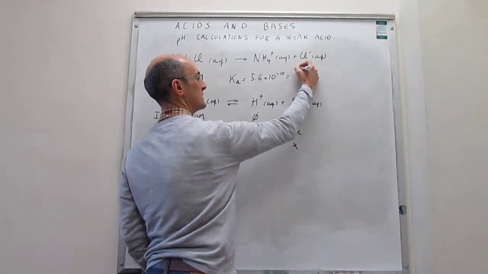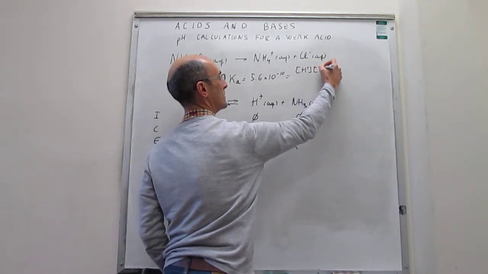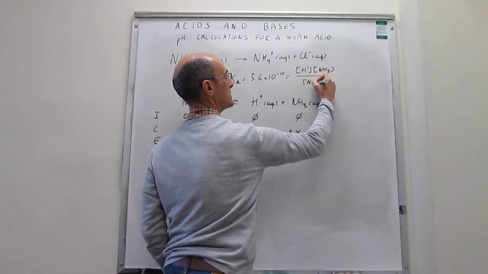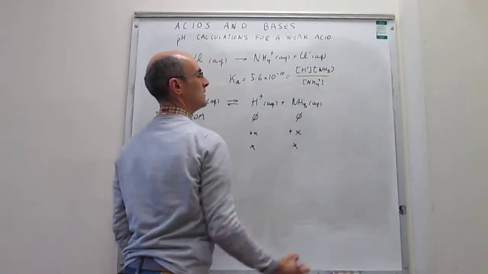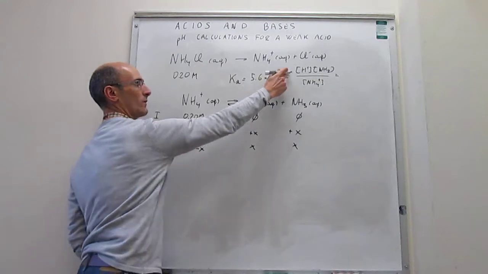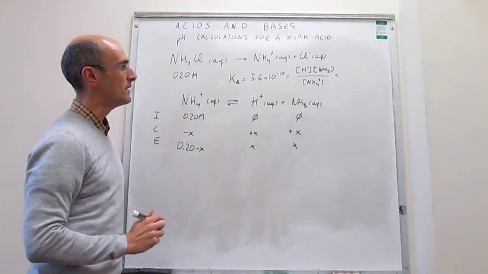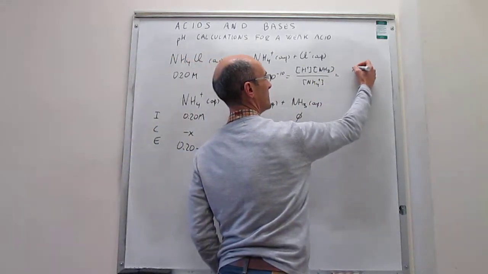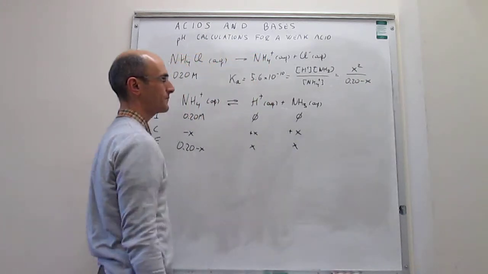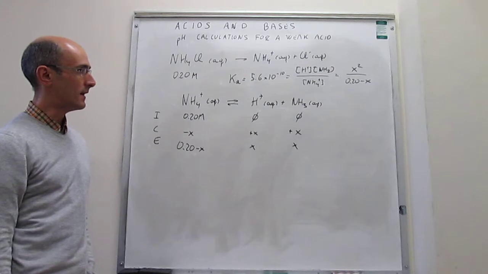So Ka is going to be equal to the concentration of protons times the concentration of ammonia, over the concentration of ammonium ions. These are equilibrium concentrations, so we look at the equilibrium entry in our ICE diagram, and that is going to be equal to x squared over 0.20 minus x. So that is the equation that we have to solve.